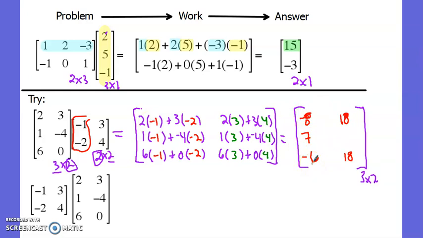The one I didn't finish was technically row 2, column 2. And notice since all these things operate separately, you can do it that way. Row 2 times column 2, actually, 1 times 3 right here, plus our negative 4 times 4. So again, positive 3 plus a negative 16 is going to be a negative 13 for an answer.